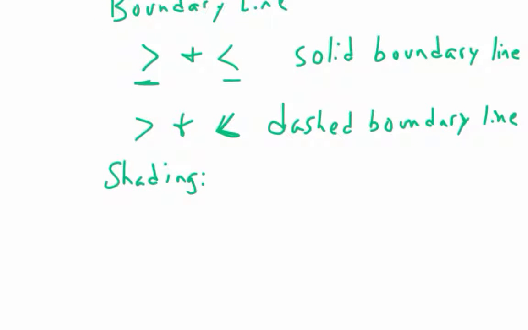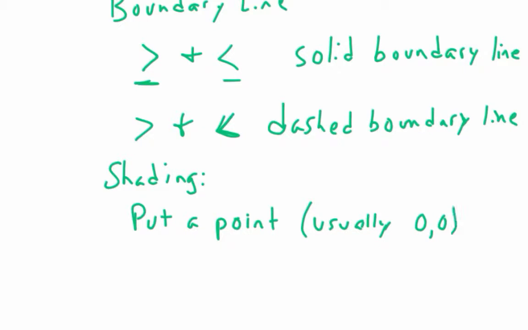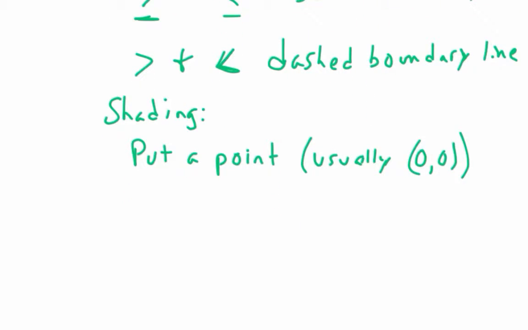The other thing would be when we did shading. I like picking the origin to figure out which side to shade. So put a point, usually 0, 0, in the inequality.